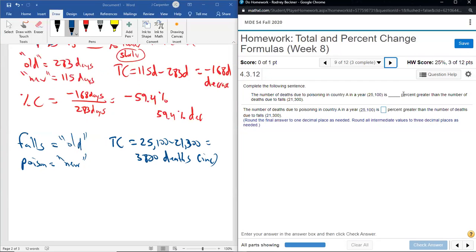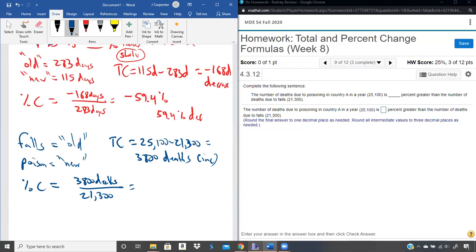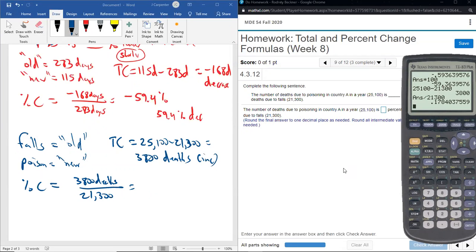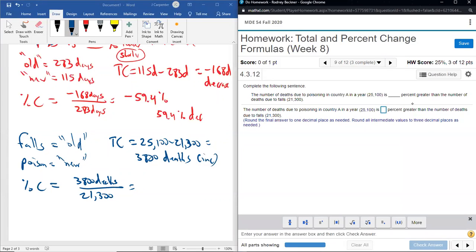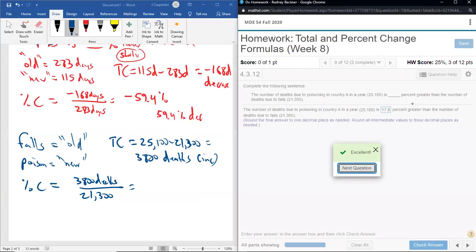And if you look at all this stuff, that makes sense because they talk about this being a % greater than, and the falls is lower than the poisoning. So everything does flow together very well. Then the % change would be the total change of 3,800 deaths divided by what we were calling the original, which was falls. That was the 21,300. So we can just do divided by 21,300, boom, times 100 to get to a %, or just move the decimal right twice. Remember, don't round too soon. If you round the number before you convert it, you may end up rounding too soon, and that's kind of what the hints are about: round all intermediate values to 2 places. So 17.8 if they want 1 decimal, which they do, 17.8%. Drum roll, and we got it right.